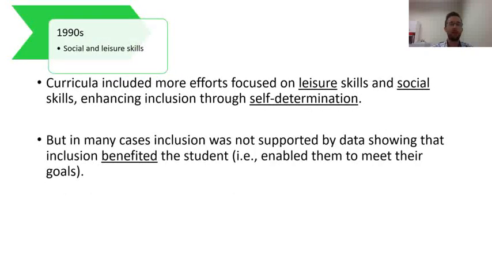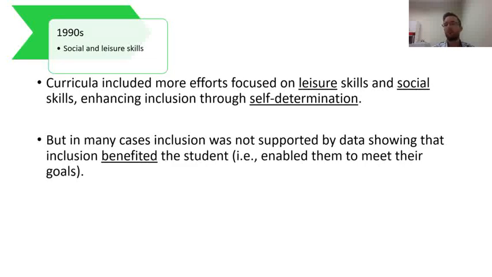All right, so then the culture shifted in the 1990s, where this is the social and leisure skills era. In this era, curricula included more efforts focused on leisure skills and social skills, and enhancing inclusion through self-determination. That's another way of saying enhancing inclusion through giving students more choice, more opportunities to demonstrate their preferences and make choices in their life. But in many cases, inclusion was not supported by data showing that inclusion benefited the student.